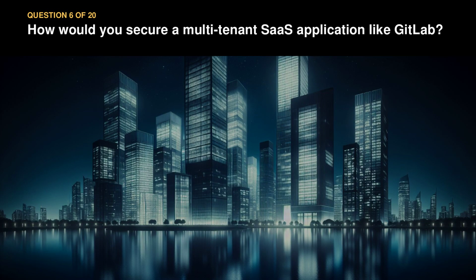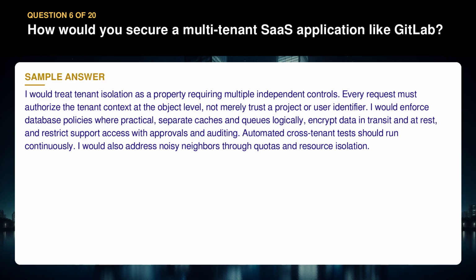Question 6. How would you secure a multi-tenant SaaS application like GitLab? I would treat tenant isolation as a property requiring multiple independent controls. Every request must authorize the tenant context at the object level, not merely trust a project or user identifier. I would enforce database policies where practical, separate caches and queues logically, encrypt data in transit and at rest, and restrict support access with approvals and auditing.